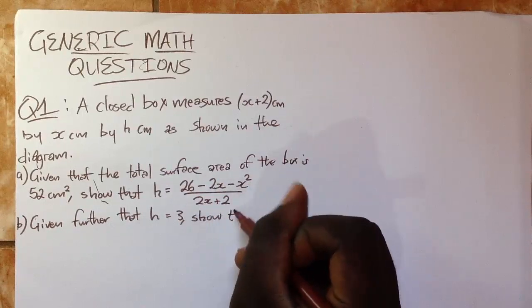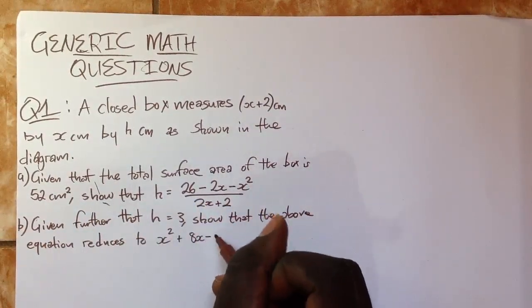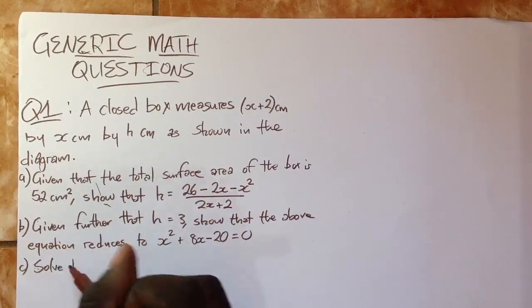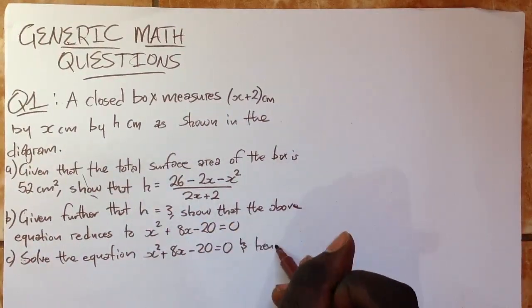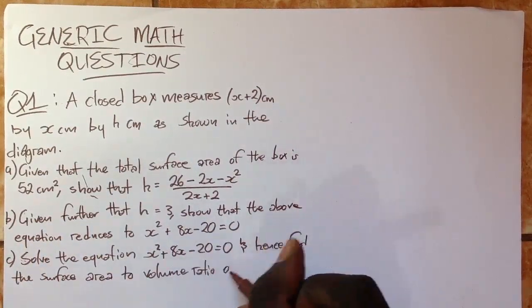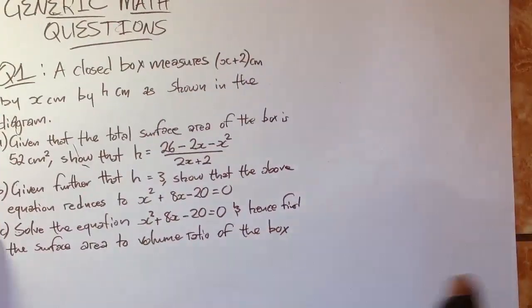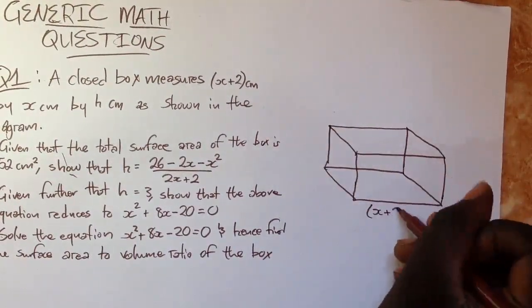B, given further that h is equal to 3, show that the above equation reduces to x squared plus 8x minus 20 is equal to 0. And C, solve the equation x squared plus 8x minus 20 is equal to 0, and hence find the surface area to volume ratio of the box. And that is a diagram of the box.